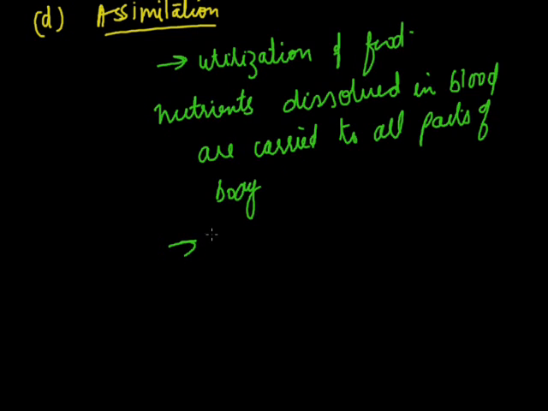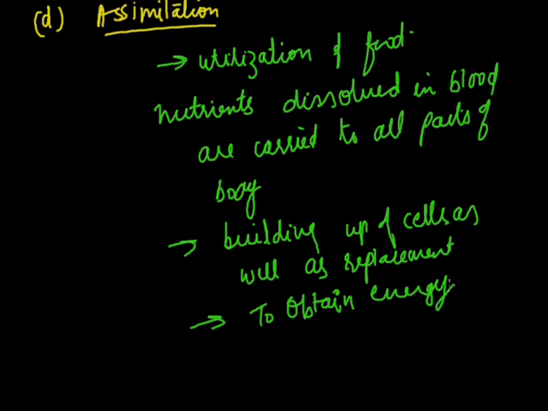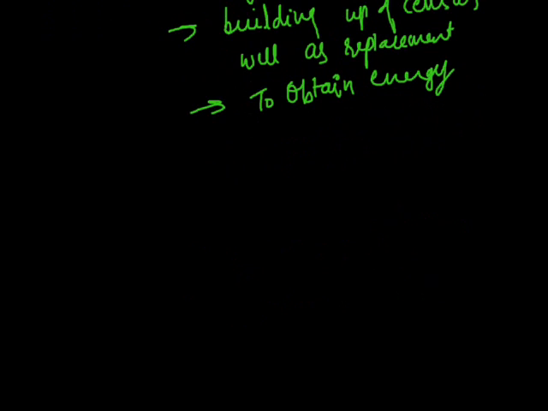Now, after assimilation, the building up of cells and replacement takes place, building up of cells as well as replacement of the cells, and assimilation also contributes to obtaining energy. This energy is released by the process of oxidation during respiration. Now the last step in the process is egestion, that is the fifth step.